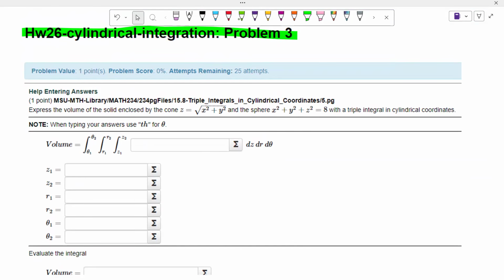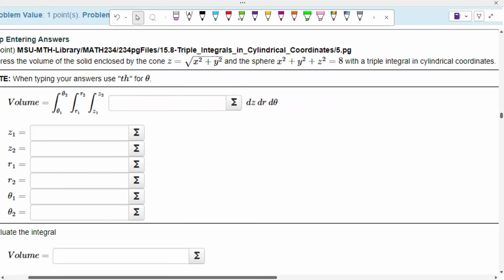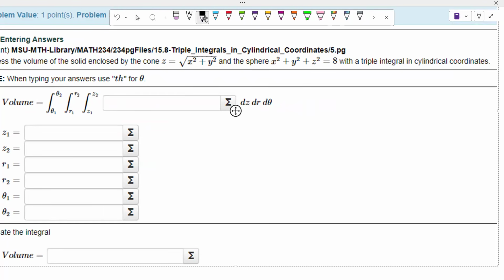So, express the volume of the solid enclosed by the cone z equals root x squared plus y squared, and the sphere, x squared plus y squared plus z squared equals 8, with a triple integral in cylindrical coordinates. Ready, go. So, let's make sure that... Okay, so technically, the way the question is worded could be interpreted one of two ways, because there are two regions that kind of get enclosed by these two spaces. So let's evaluate it the nice way instead of the hard way.